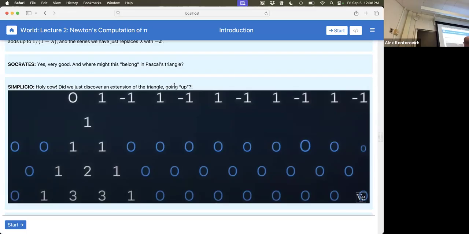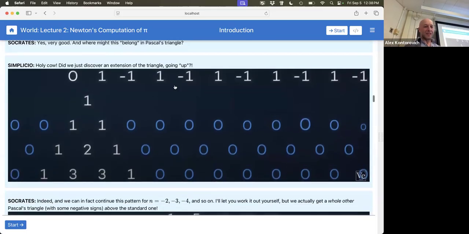And 0 plus 1 adds to 1. 1 plus -1 adds to 0. -1 plus 1 is 0. These are all the implied zeros everywhere outside of Pascal's triangle. All right. Socrates says, indeed.